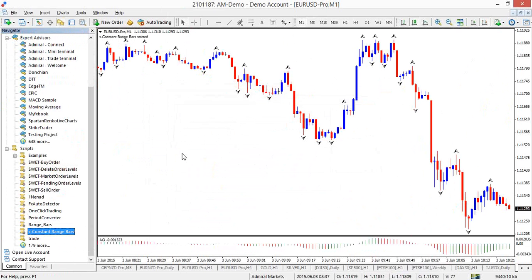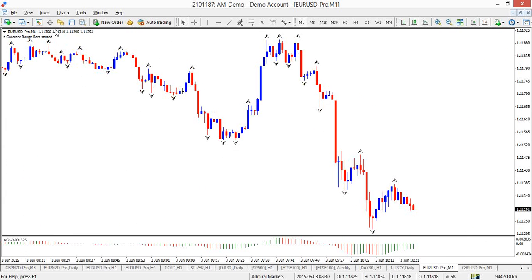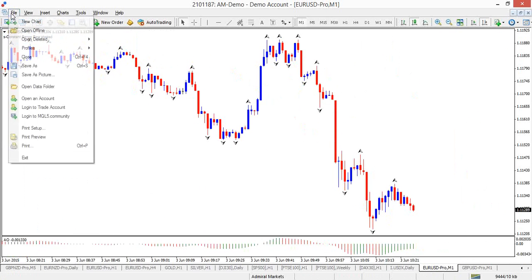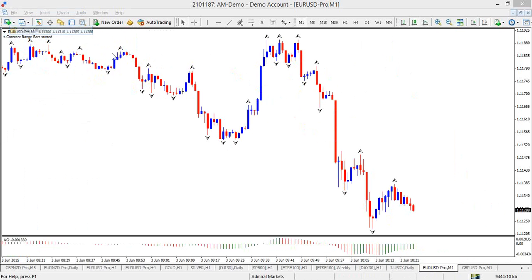Then click on OK. All right, then you want to click on File and Open Offline.